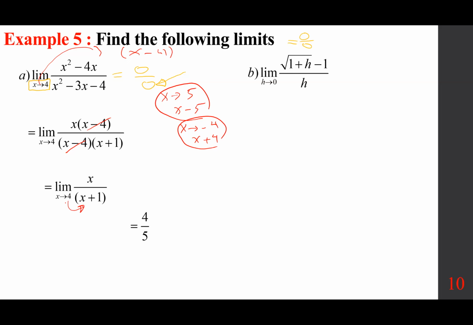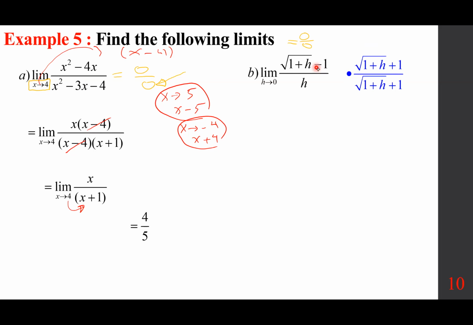Same thing happens with part B. We get 0 over 0, just like part A. So we have an indeterminate form, and it requires an algebraic technique. Anytime we have a square root, the technique is to use a conjugate, which means the conjugate of this expression, you just change the sign. If it's negative, make it positive. If it's positive, make it negative. You multiply and divide by that.